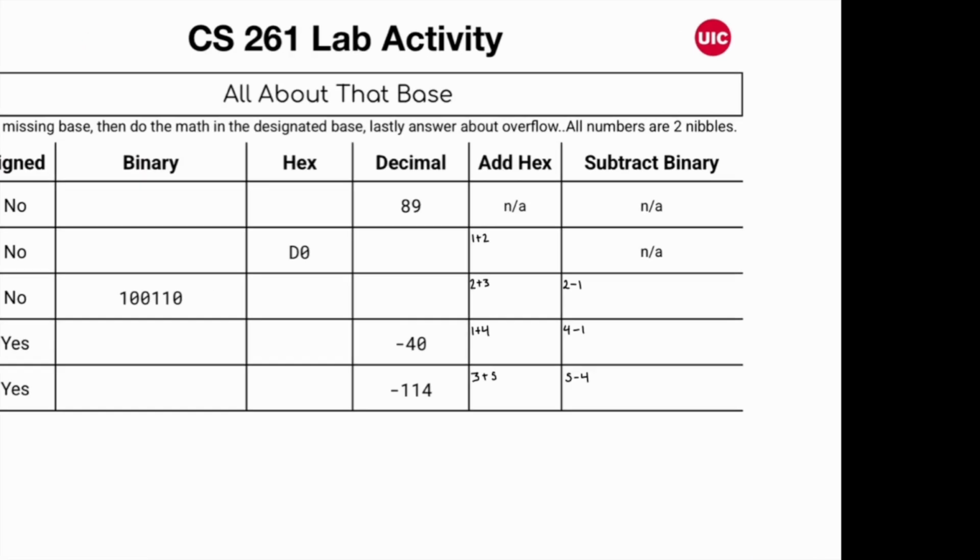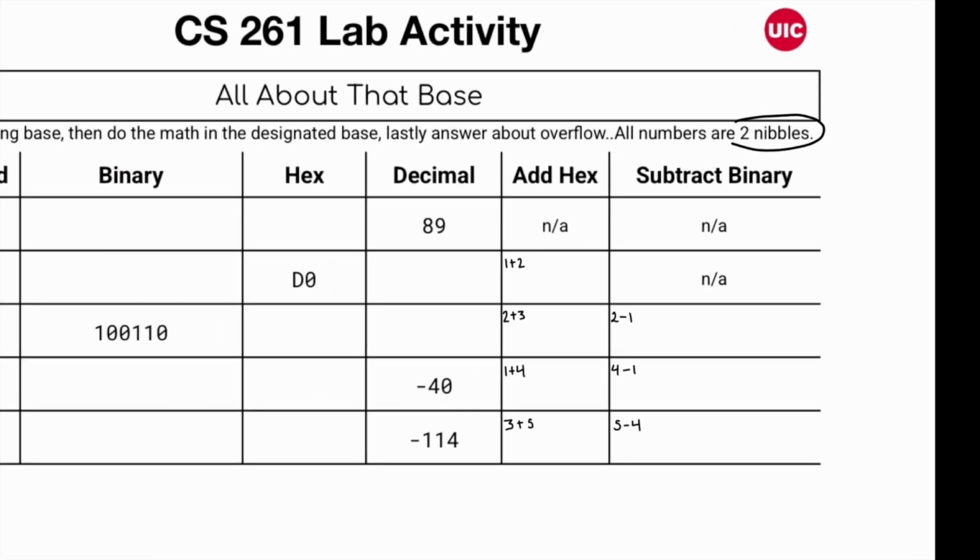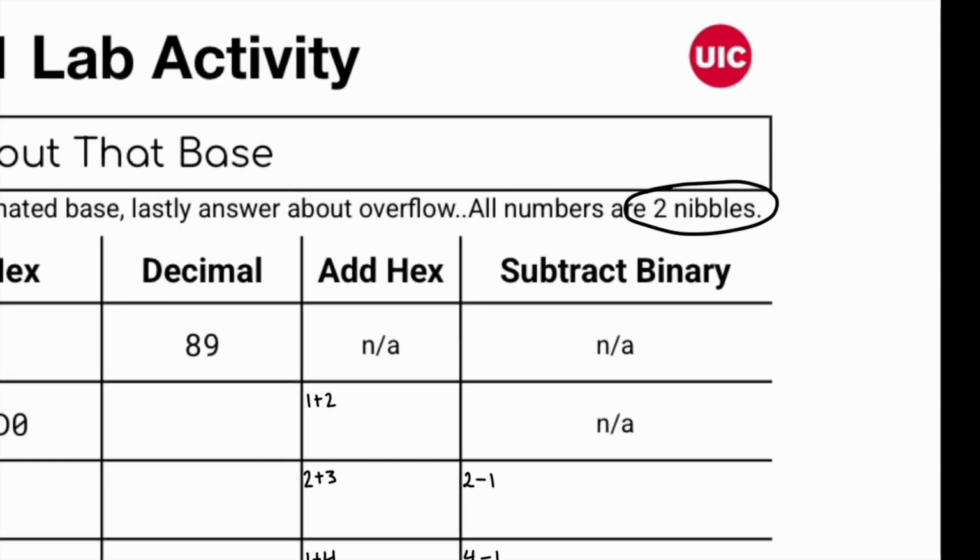To begin, we should notice the note here that says all numbers are 2 nibbles. This means that since 1 nibble is 4 bits, we should be expressing and calculating our answers with 8 bits. This will be important later on, especially as we work with 2's complement and we're inverting our numbers. We want to make sure we're inverting all 8 bits, not just some of the 6 or 7 given bits.